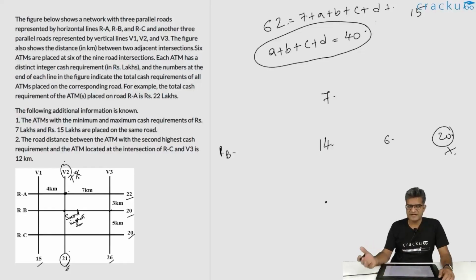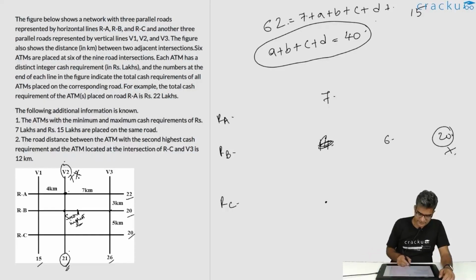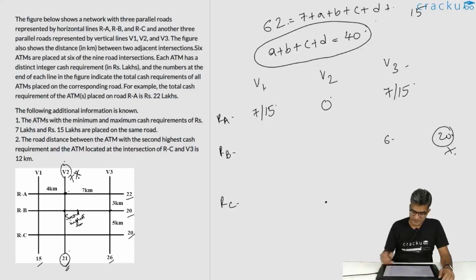So essentially one thing we can immediately figure out is that if you are looking at RA, RB and RC, 7 and 15 have to be either in VA or in V3. In RA, this has to be either 7 or 15. Similarly, this has to be 7 or 15. This one over here has to be empty, so that is 0. This one, like we mentioned, has to be second highest. We don't know what it is, but we know that it is second highest.